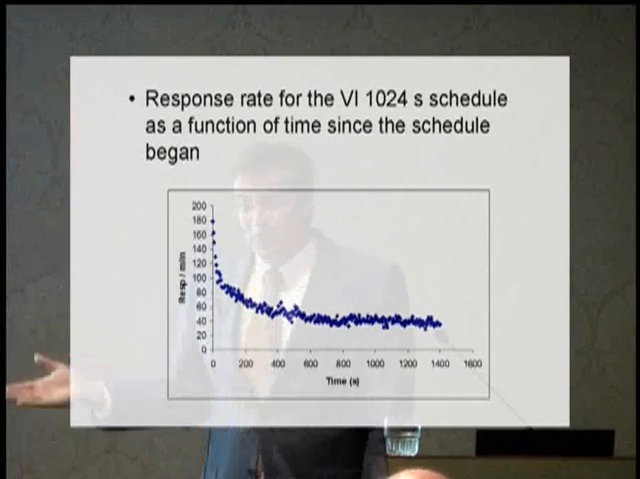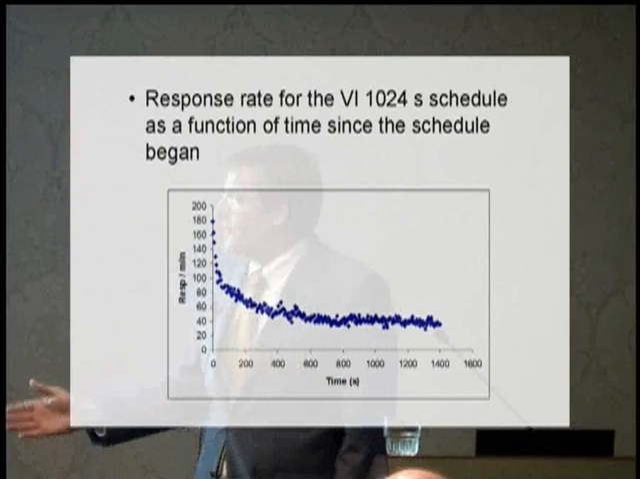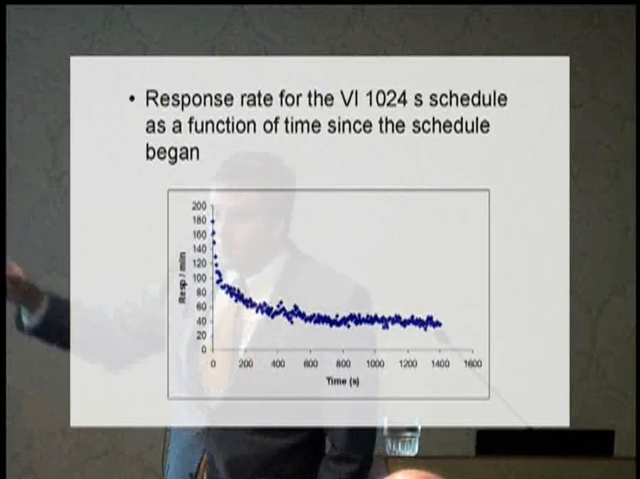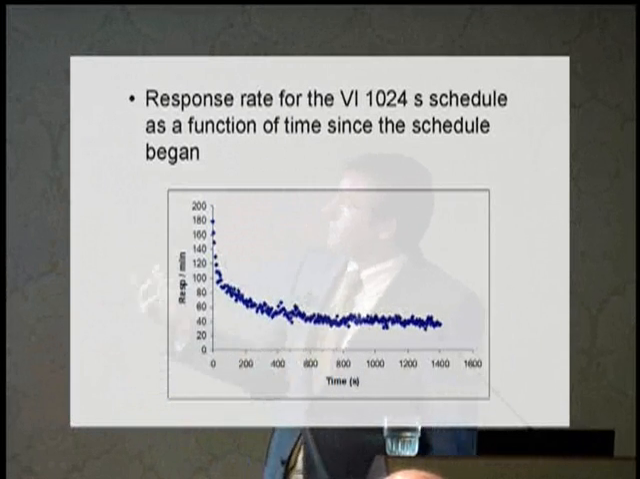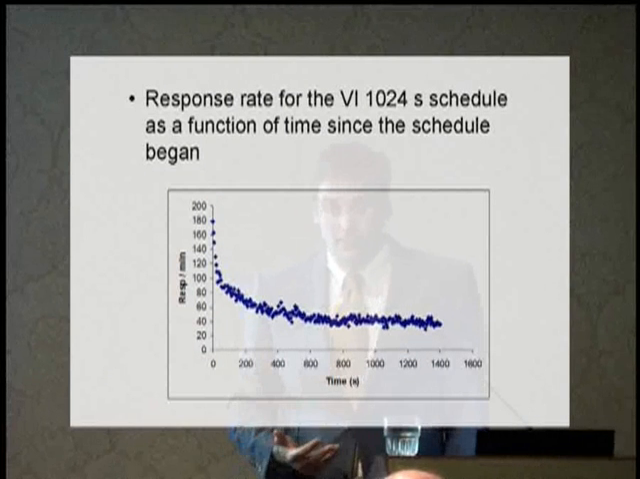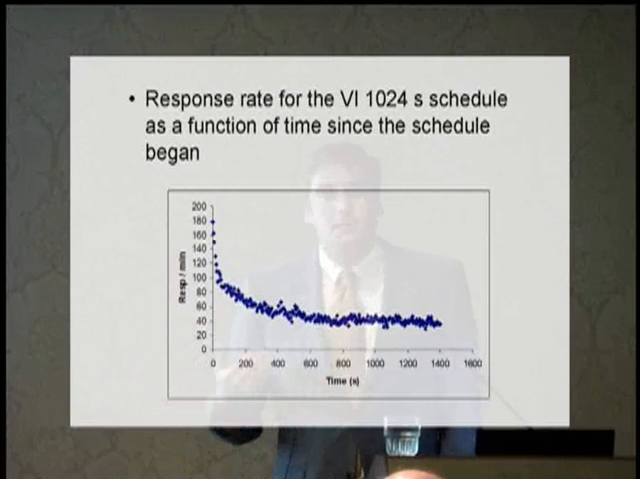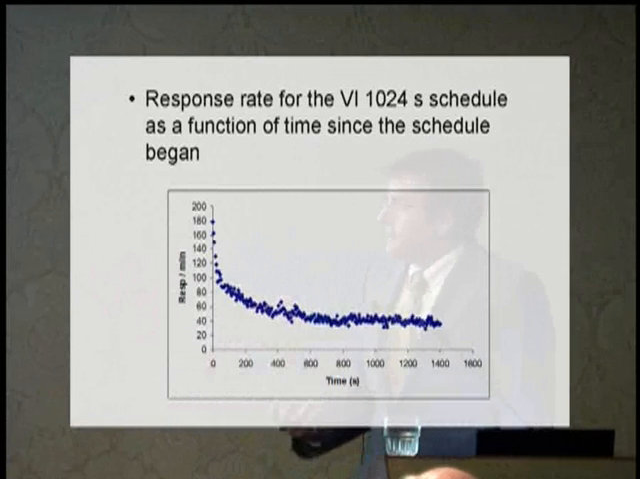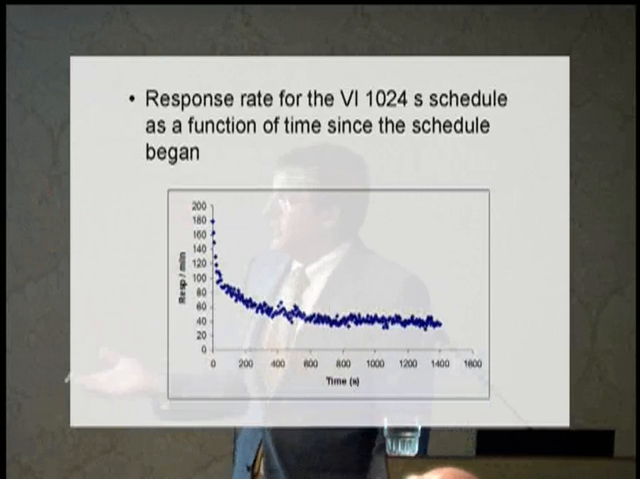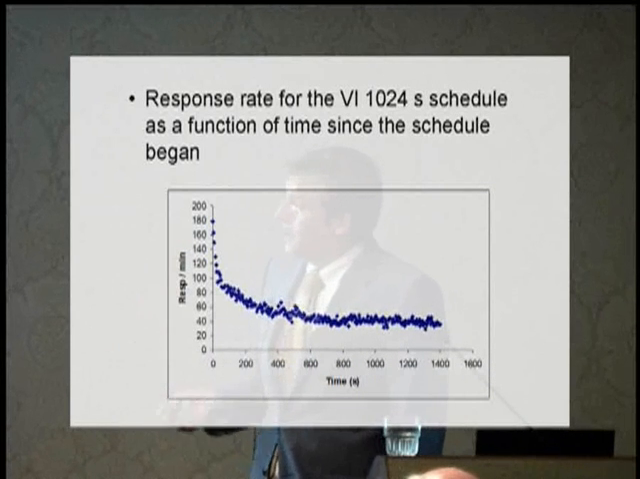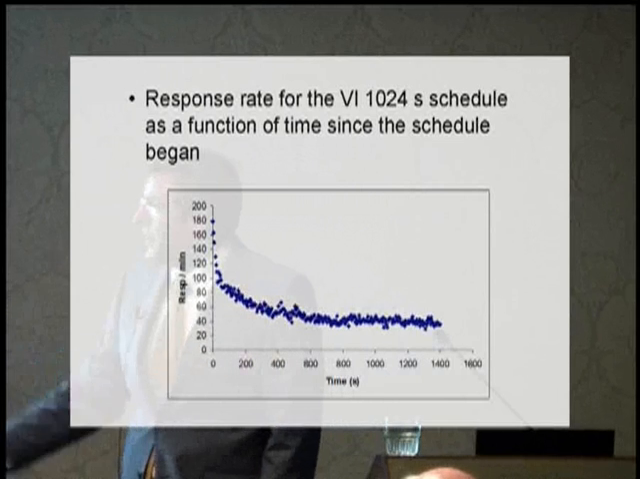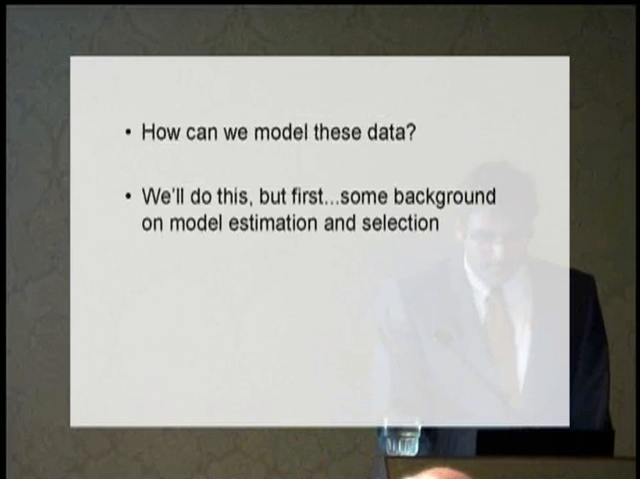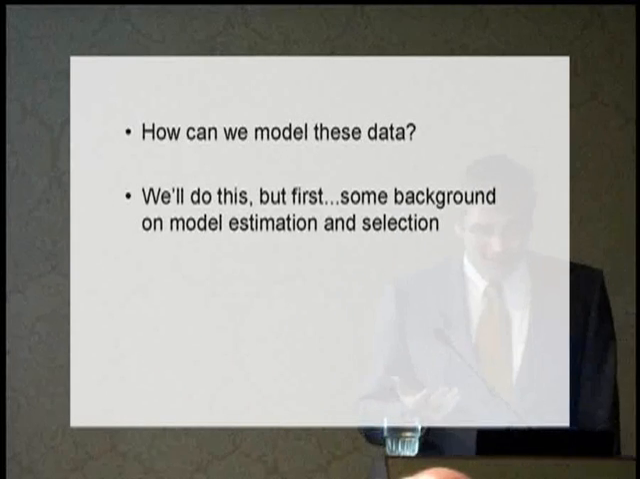But if it was the VI 1024 second schedule, this was the leanest schedule, then as time elapses, the pigeon's not getting any reinforcers, and we can see that response rate goes down. Now, the data in this figure were pooled over the last 50 sessions. So this pigeon had over 100 sessions of exposure to the basic procedure, and these data are aggregated over the last 50 sessions of training. And you can see that there looks to be a nice, clear, functional relationship between response rate and elapsed time in the VI 1024 second schedule. So the question is, how could we model these data?